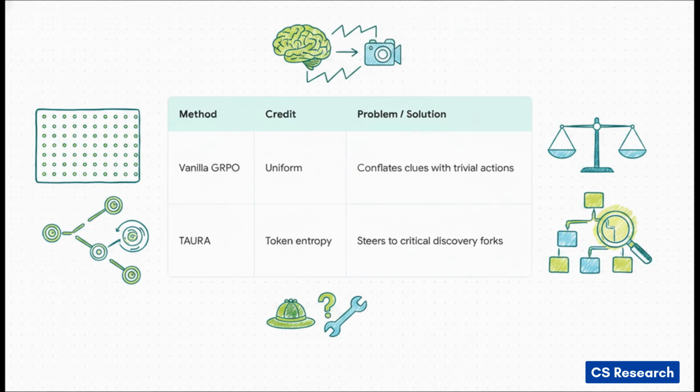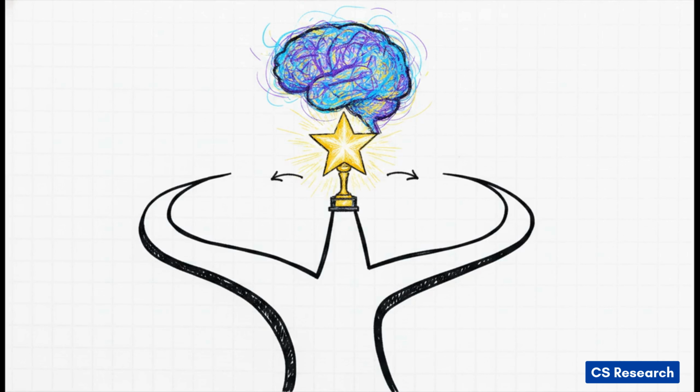To fix this, the researchers invented a new method called TARA. TARA is brilliant because it assigns credit turn by turn based on token entropy. It deliberately steers the biggest rewards specifically toward those critical fork-in-the-road moments of discovery. And the data backs this up perfectly. Just look at this stat.